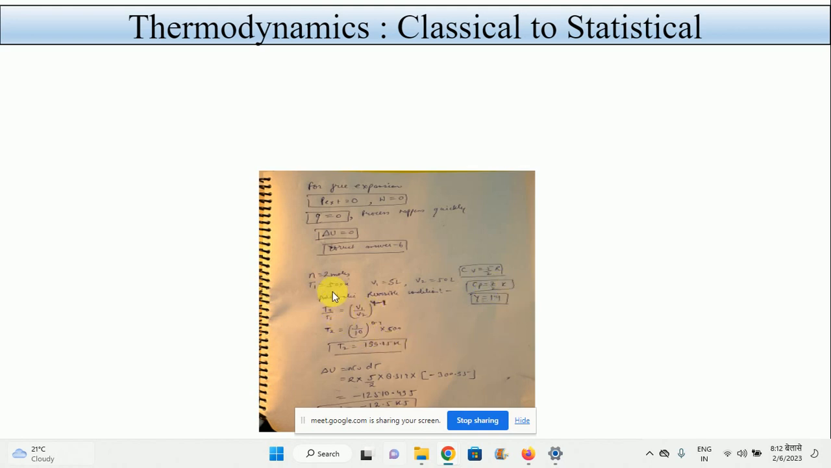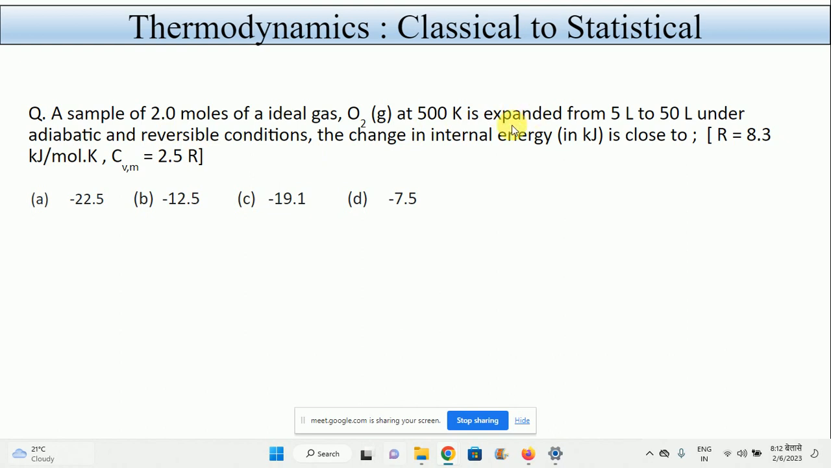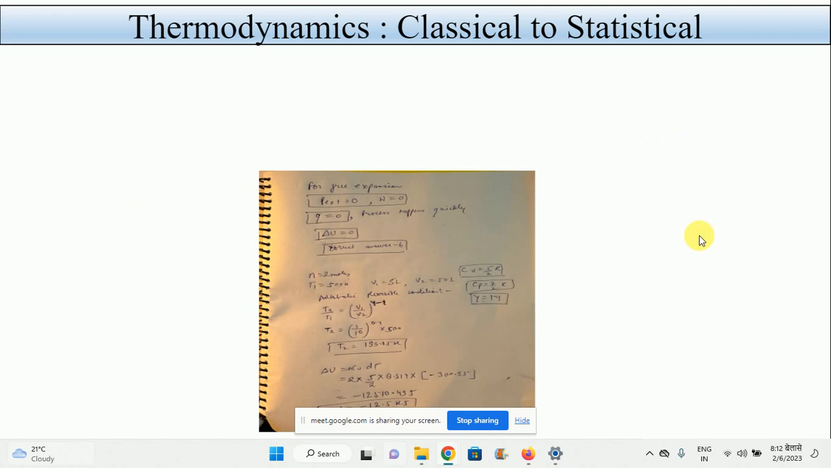Again, T1 is given, V1 and V2 are given, so from here we can calculate T2. So we know T1, we know T2, so now we can calculate delta T. CV is given, number of moles is given. So we can calculate delta U, that is equal to n CV delta T.